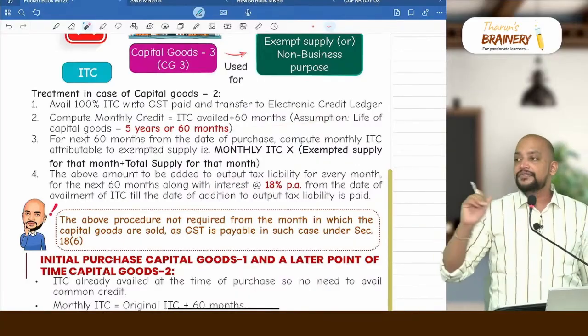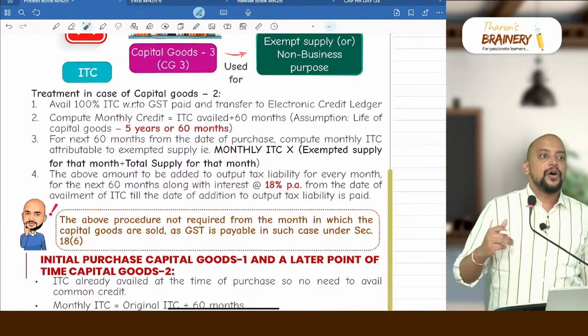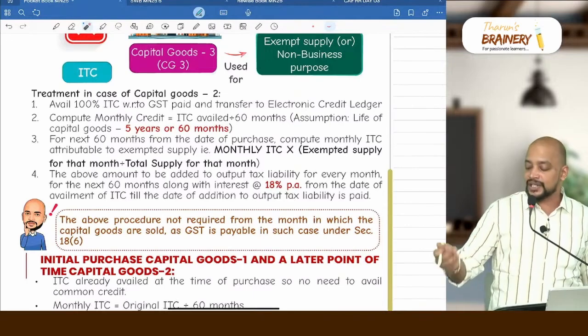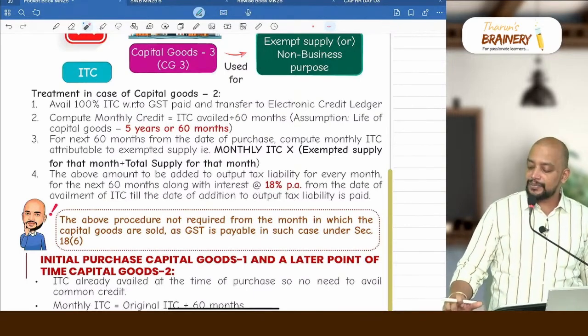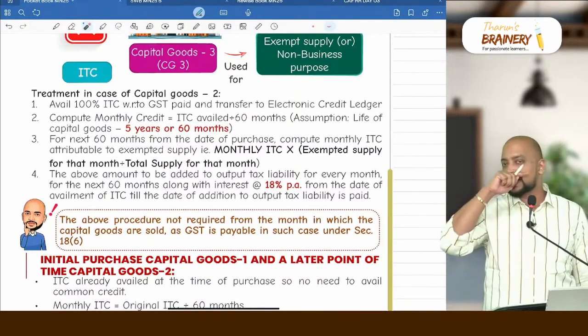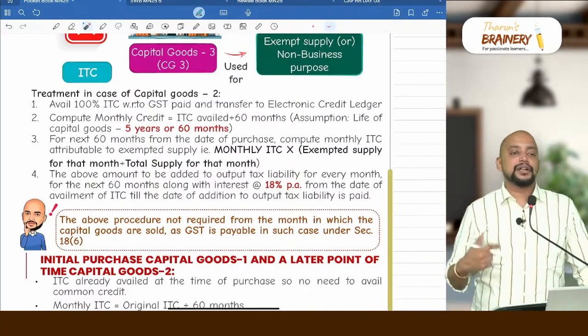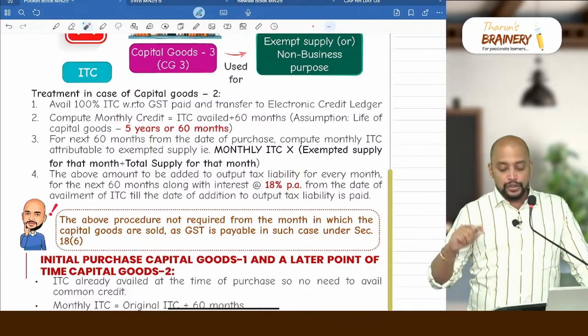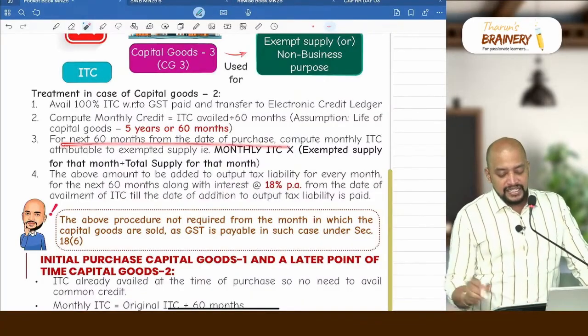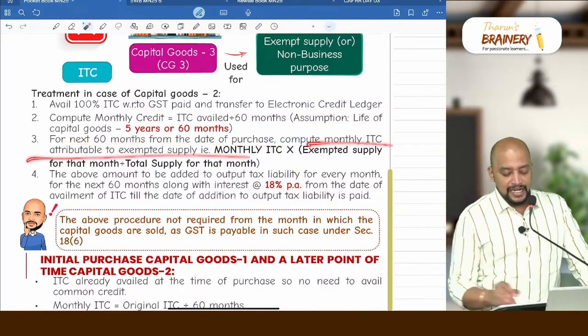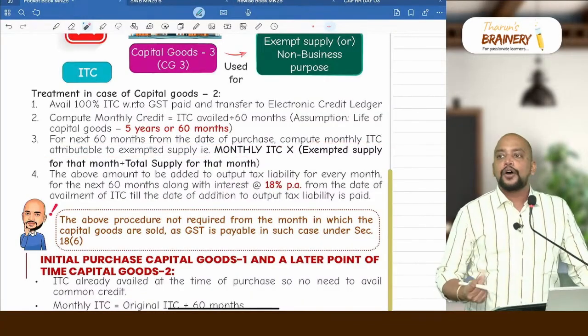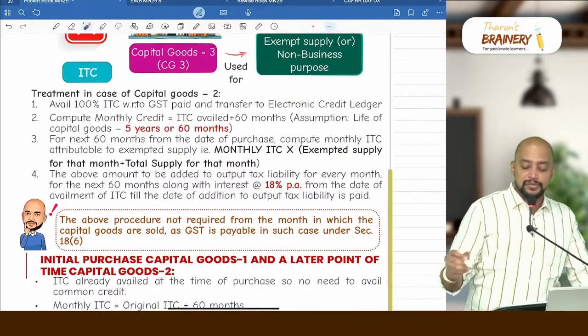For example, we are purchasing capital goods for 10 lakhs. On that capital goods, 1,80,000 is the GST. So 1,80,000 divided by 60, 3,000 rupees will be taken as monthly ITC. For that monthly ITC, we need to see the exempted turnover of that month divided by total turnover of that month. For the next 60 months from the date of purchase, compute monthly ITC attributable to exempted supply. How to compute monthly ITC attributable to exempted supply?